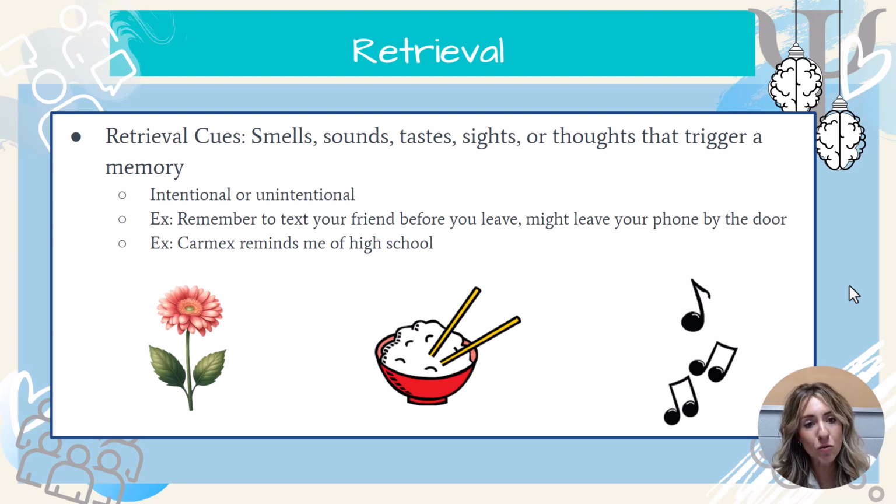An unintentional retrieval cue could be something like a smell that you never really thought would help you remember something, but it triggers a memory. An example for me is that my boyfriend in high school always used Carmex for lip balm, and now whenever I smell that Carmex smell, it reminds me of high school, my boyfriend, etc. That wasn't intentional. That was unintentional.